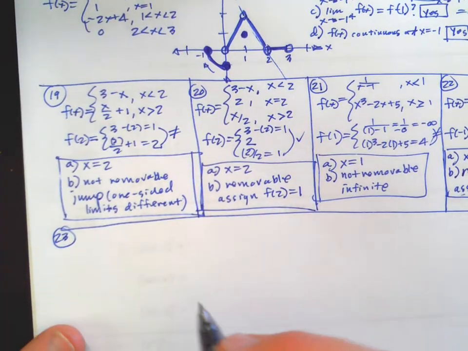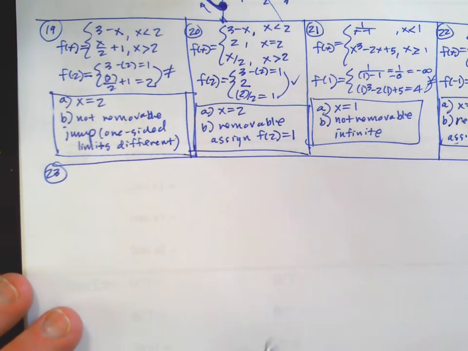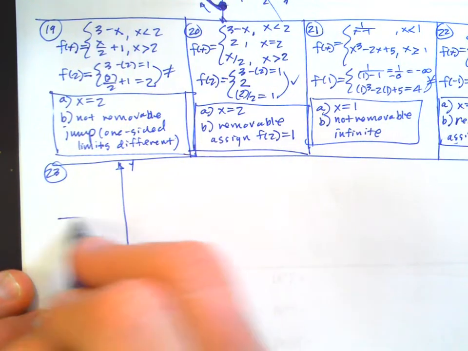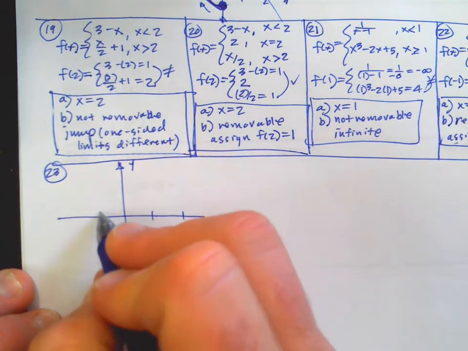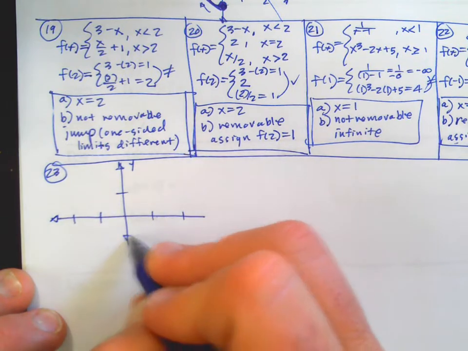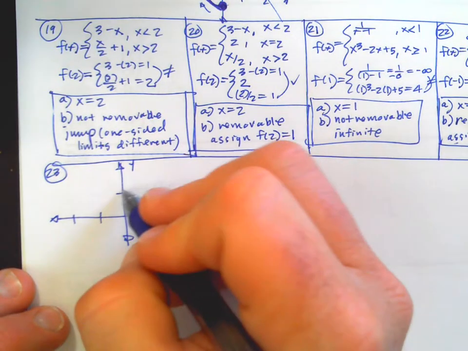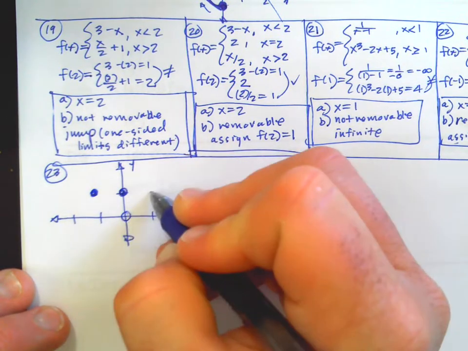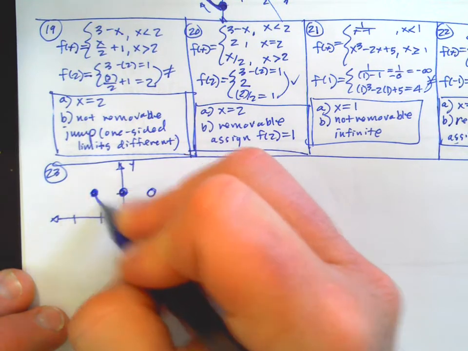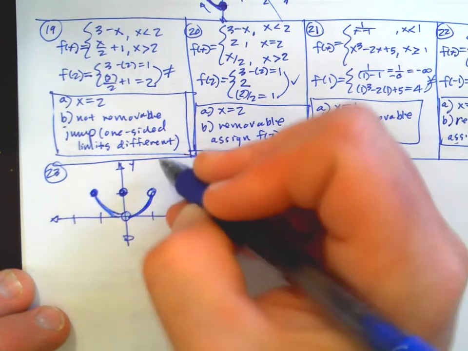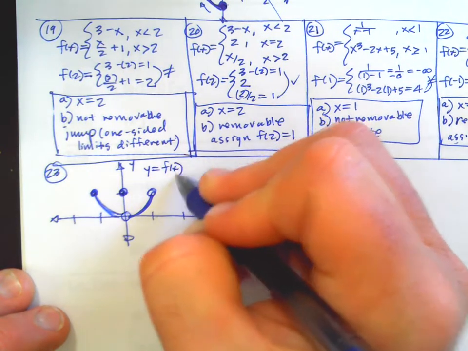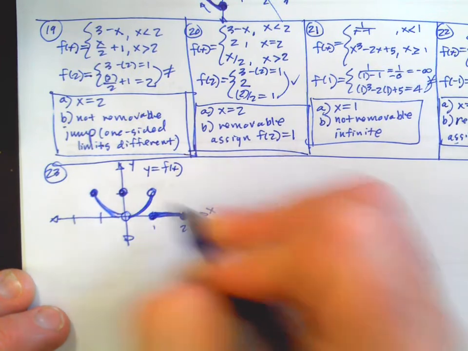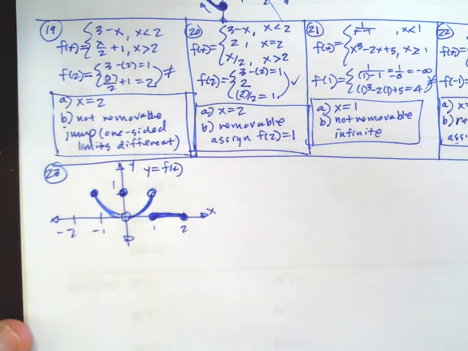23, instead of giving you a piecewise function defined, they're giving you a picture of one. So I'm just going to rewrite that real quick. It's pretty simple. And so it's at 1. There's a dot. Here there's an open dot. So it kind of looks like a parabola. And then a solid dot, 1 to 2.